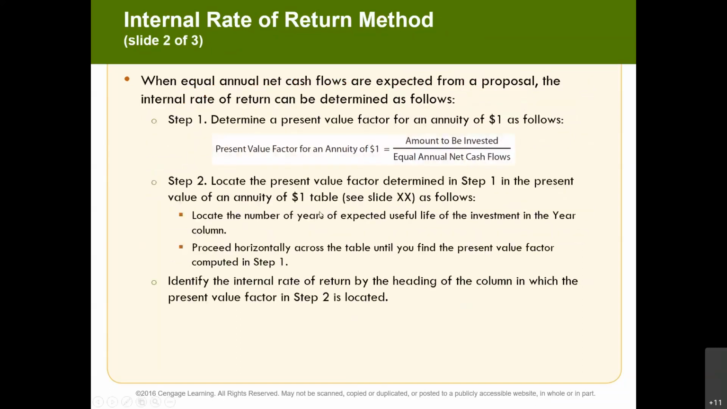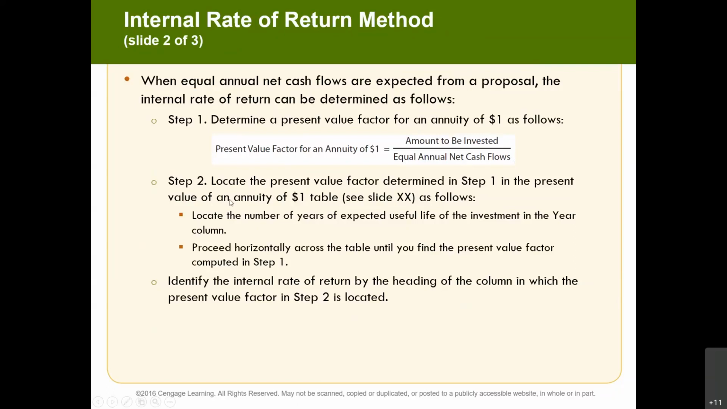So how do we calculate it? How do we calculate it for an annuity? When equal annual net cash flows are expected of the proposal of an investment, the internal rate of return can be computed by taking the amount to be invested and dividing that by the equal annual net cash flows. So that's the first thing you do.